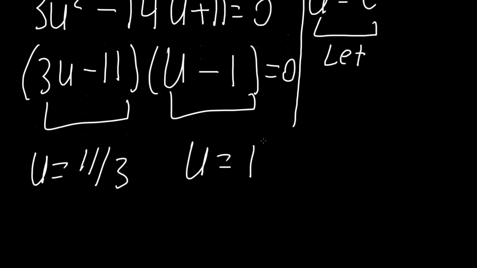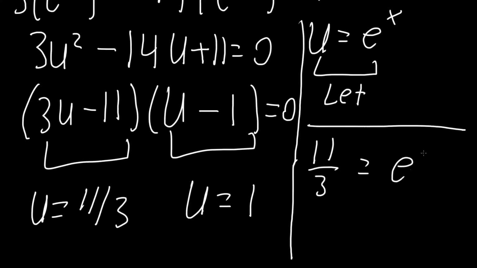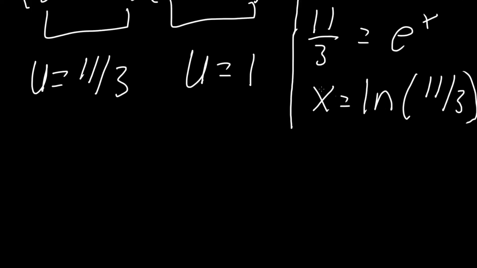And if you notice, originally we said that u is equal to e raised to x. So now we replace u with this term and solve for x. So I can do it here. If I say that u, 11 over 3, is equal to e raised to x, we take the natural log of both sides to eliminate the e here. That means x is equal to the natural log of 11 thirds. And so this is one answer.